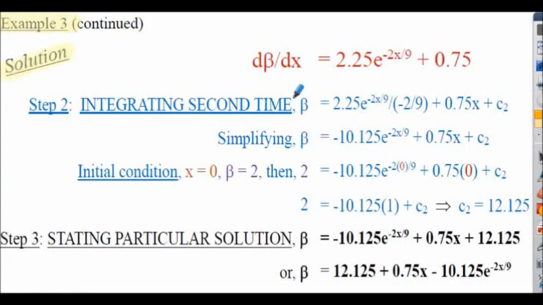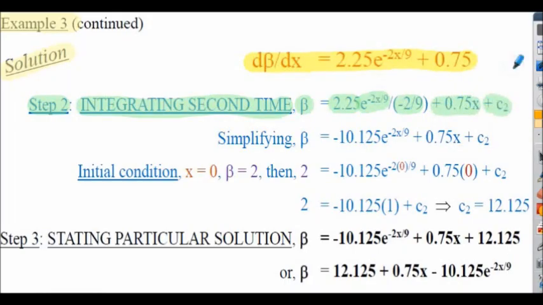Example 3, solution continued. Just repeated this equation from the previous slide for convenience. And now step 2, we integrate for the second time. So integrating again, we have beta on the left hand side is equal to 2.25 e to the negative 2x divided by 9. Again, it's divided by negative 2 upon 9 following our standard integral pattern, plus 0.75x plus constant of integration c2.